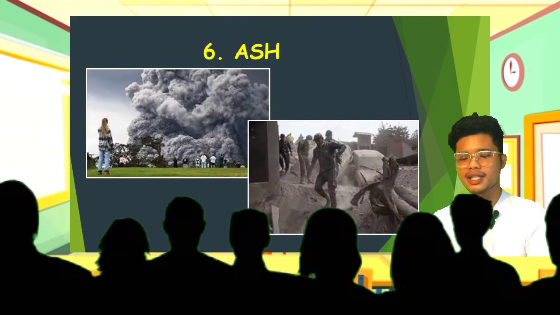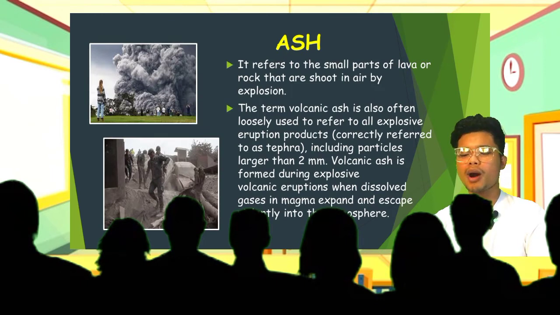The next one is this. As you can see, that is ash, volcanic ash. It refers to the small parts of lava or rock that are shot into the air by explosion. The term volcanic ash is also often loosely used to refer to all explosive eruption products, which is correctly referred to as tephra, including particles larger than 2 millimeters. Volcanic ash is formed during explosive volcanic eruptions when dissolved gases in magma expand and escape violently into the atmosphere.